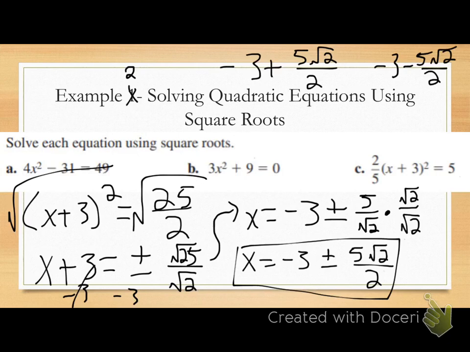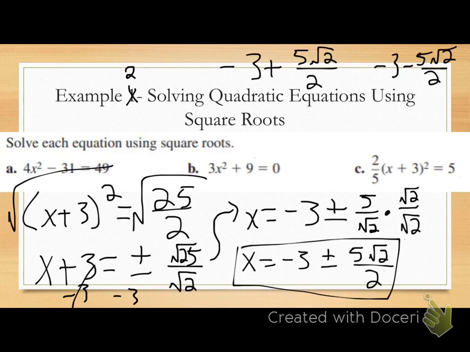I was saying if it wanted more specific answers, like decimal answers, I could type these into my calculator like this. Negative 3 plus 5 square root of 2 over 2. That'd give me one of my specific answers as a decimal. And then I would type in negative 3 minus 5 square root of 2 over 2, because I'm accounting for the positive value and the negative value.